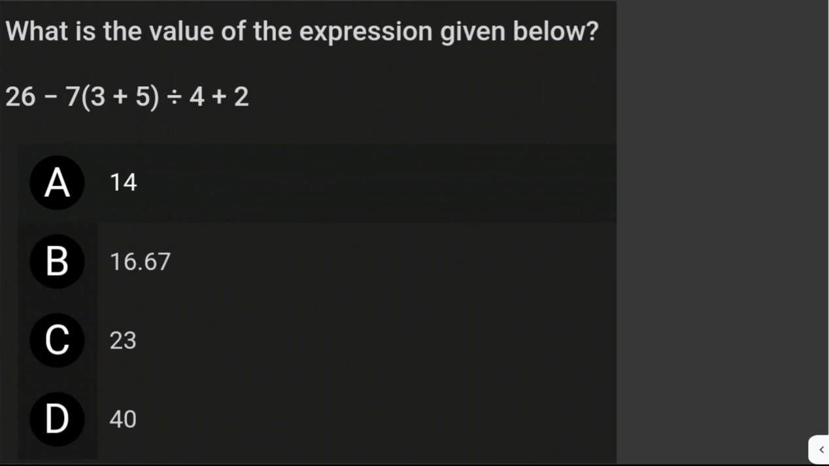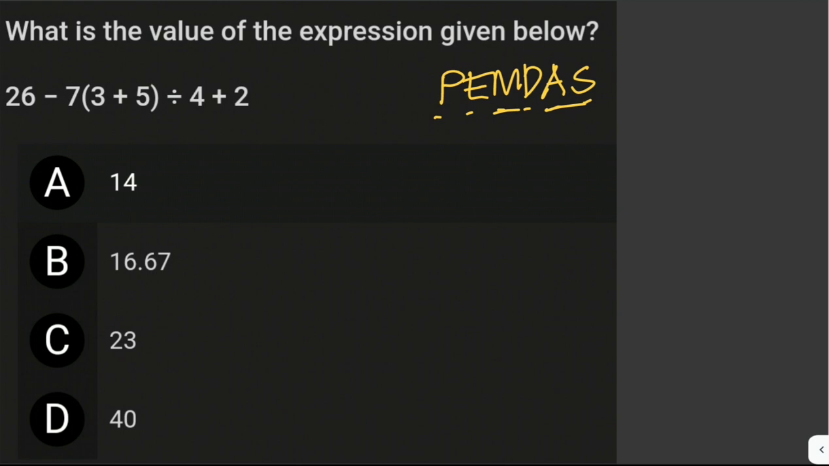Okay. What is the value of the expression given below? 26 minus 7 times (3 plus 5) divided by 4 plus 2. So in this case, we can use PEMDAS. We can apply PEMDAS here. So we perform those expressions inside the parentheses and then exponents, multiplication, division, addition, subtraction. Multiplication and division is just the same as addition and subtraction. You perform it from left to right.